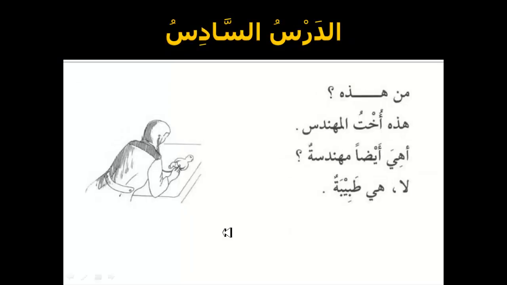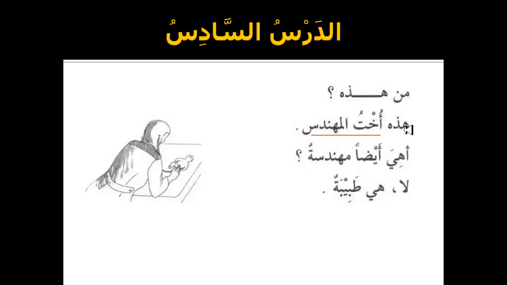Alright, next we have some questions. Man hadihi, and look at the picture, and she's doing something. It's a lady. Man hadihi, and we'll say hadihi ukhtul muhandisi. You remember we have mudaf and mudaf ilayh, and therefore we'll have a kasra here showing that. And also we're talking about man hadihi, it's feminine, and we're talking about a lady, this girl. Who is this? It is the engineer's sister.